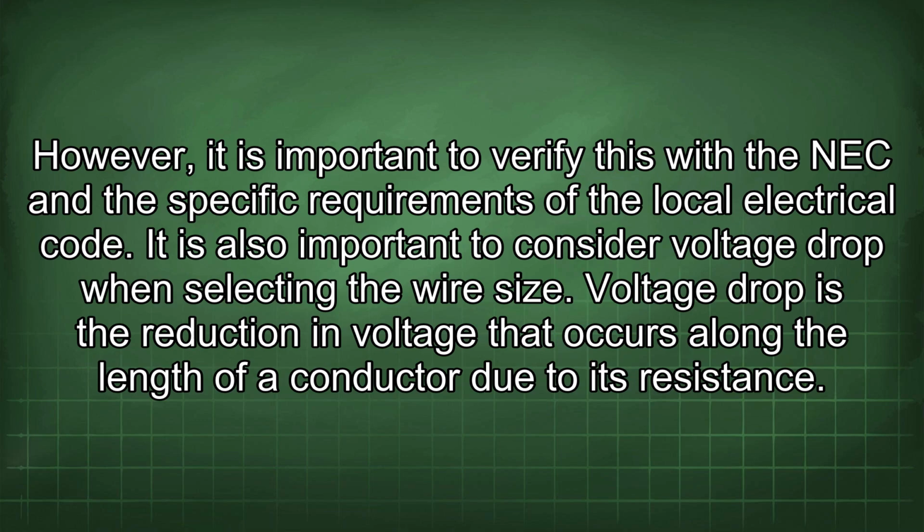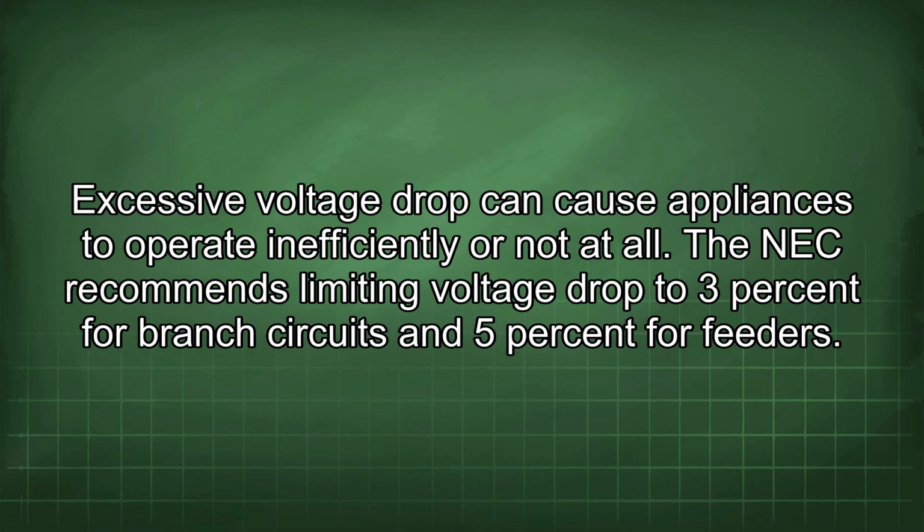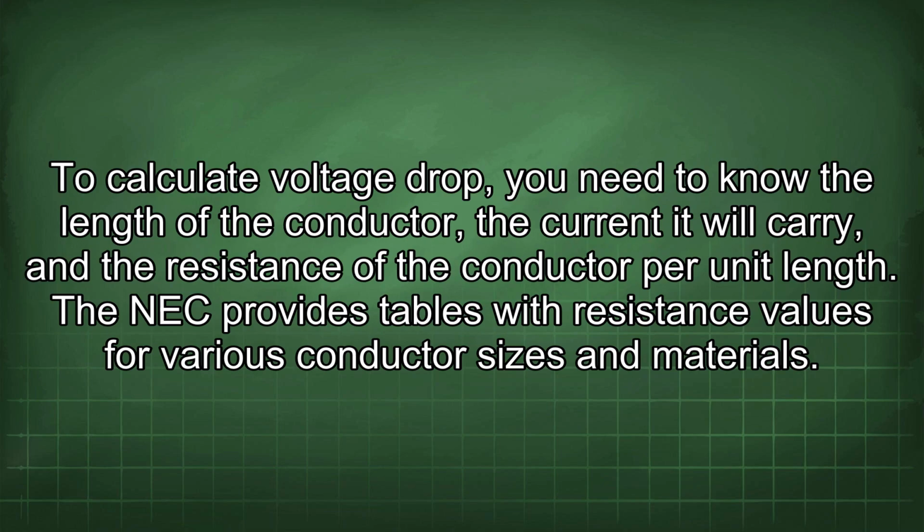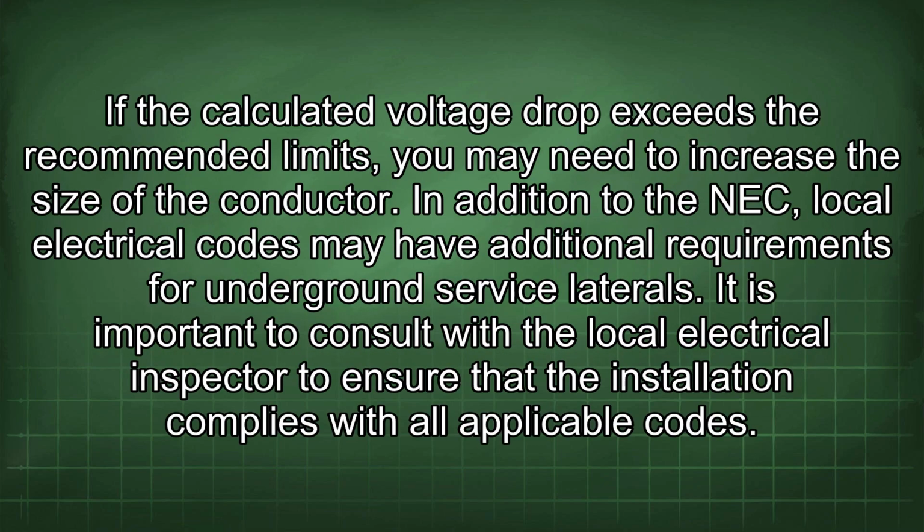Voltage drop is the reduction in voltage that occurs along the length of a conductor due to its resistance. Excessive voltage drop can cause appliances to operate inefficiently or not at all. The NEC recommends limiting voltage drop to 3% for branch circuits and 5% for feeders. To calculate voltage drop, you need to know the length of the conductor, the current it will carry, and the resistance of the conductor per unit length. The NEC provides tables with resistance values for various conductor sizes and materials. If the calculated voltage drop exceeds the recommended limits, you may need to increase the size of the conductor.